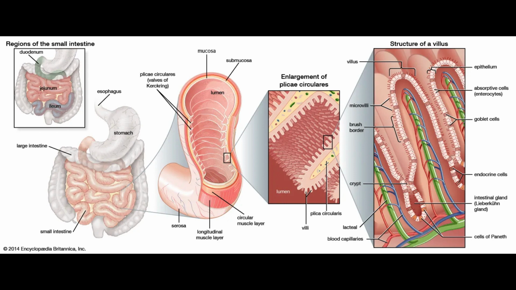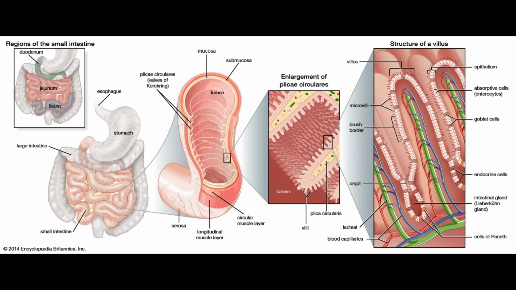Duodenum is 25 centimeter long. In the upper part of the small intestine, it receives the pancreatic juice from the pancreas and bile juice from the liver through the bile duct. Enzymes pancreatic amylase, trypsin, steapsin are present in the pancreatic juice. So in the duodenum, starch is mixed with the pancreatic amylase and it is converted into maltose.